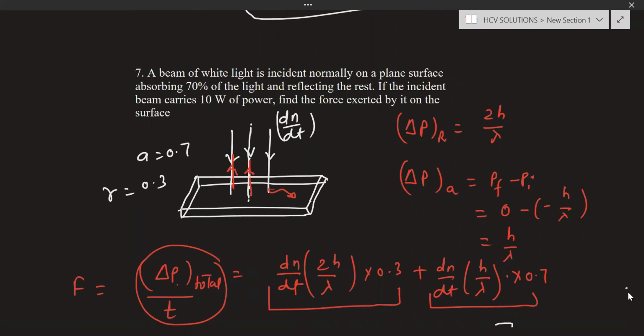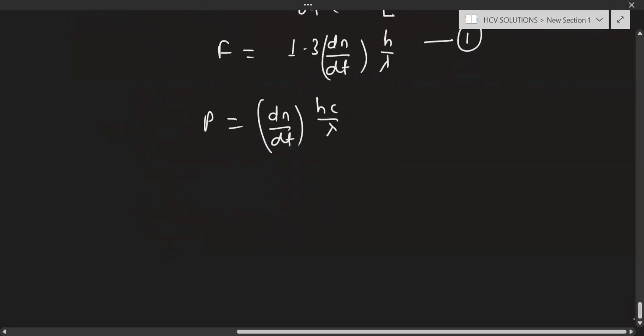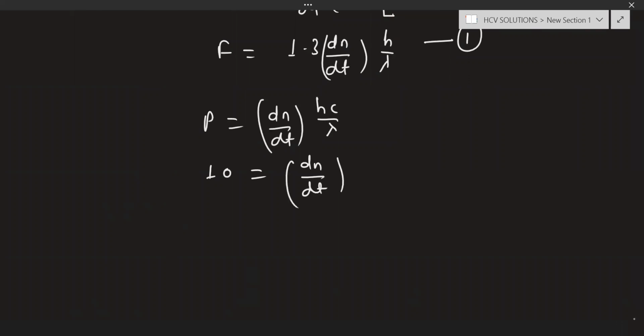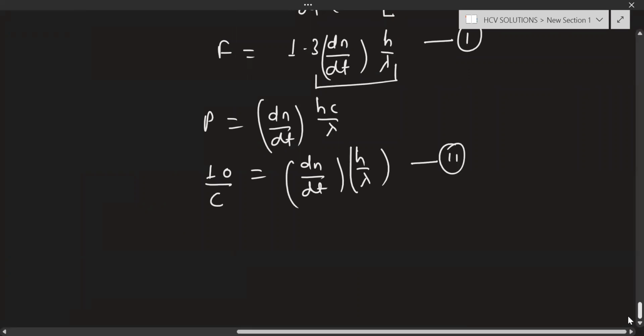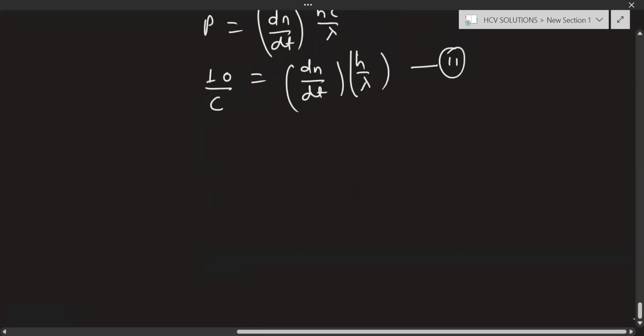The power is 10 watt. We write the power as hc by lambda times dn upon dt, that is the energy per unit time. The value of power is 10 watt, and dn upon dt we don't know. We need h by lambda times dn upon dt as in the first equation, so we take c, the speed of light, common. So this complete term can be replaced, and we'll find the force from equations first and second.